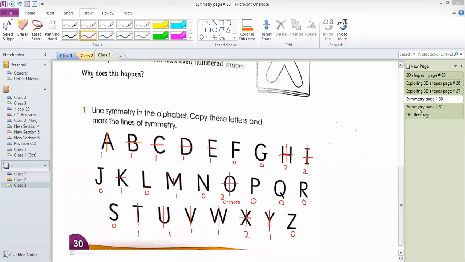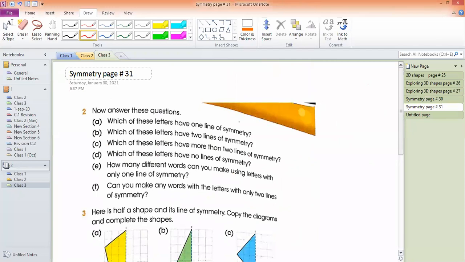Guys, with this, our class time is also finished. I'll write the answer in the next class and we'll complete question number 2 and question number 3, the other questions also. Until then, take care of yourself. I'll meet you in the next class.